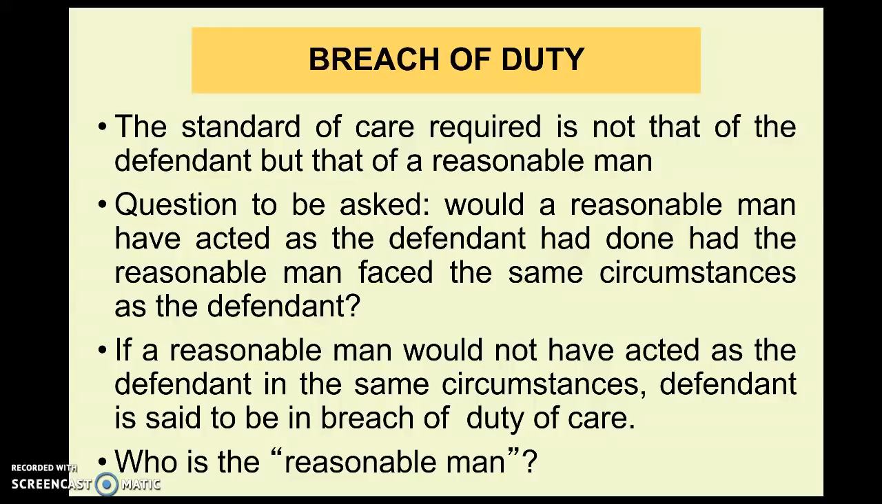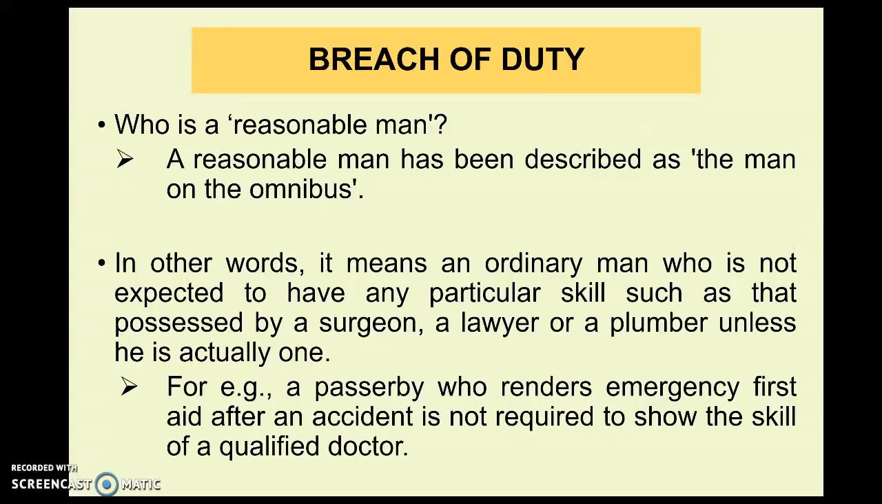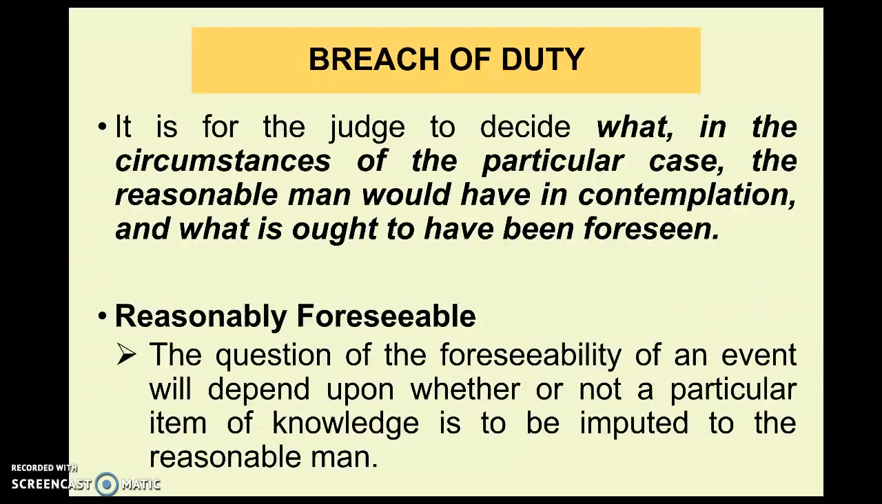So, who is a reasonable man? A reasonable man has been described as the man on the omnibus. Now, what is omnibus? Omnibus is a bus in London, so it derived from cases previously in London. A man who was in the bus, when they pass through, they can see people, they will ask themselves, if such a thing happened, would I do that? So, in other words, it means an ordinary man who is not expected to have particular skills such as a plumber or surgeon. For example, a passerby who renders emergency first aid after an accident is not required to show the skill of a qualified doctor. He just needs to show that he actually can help.